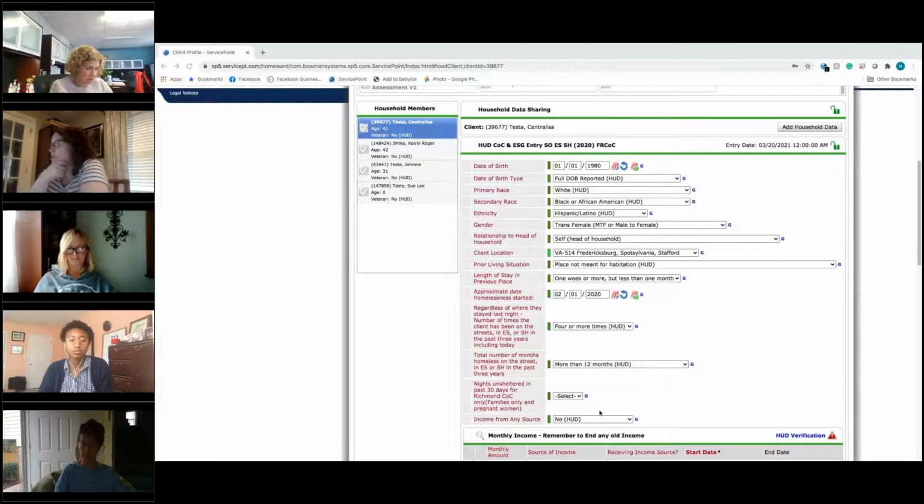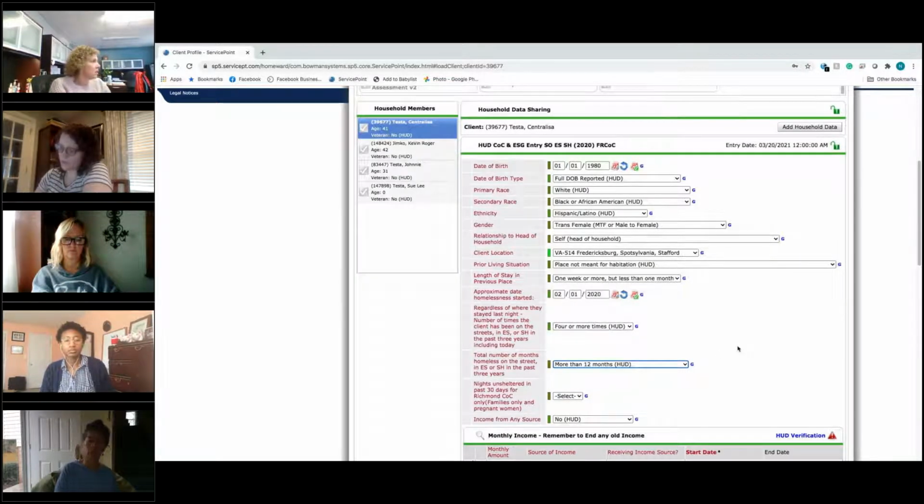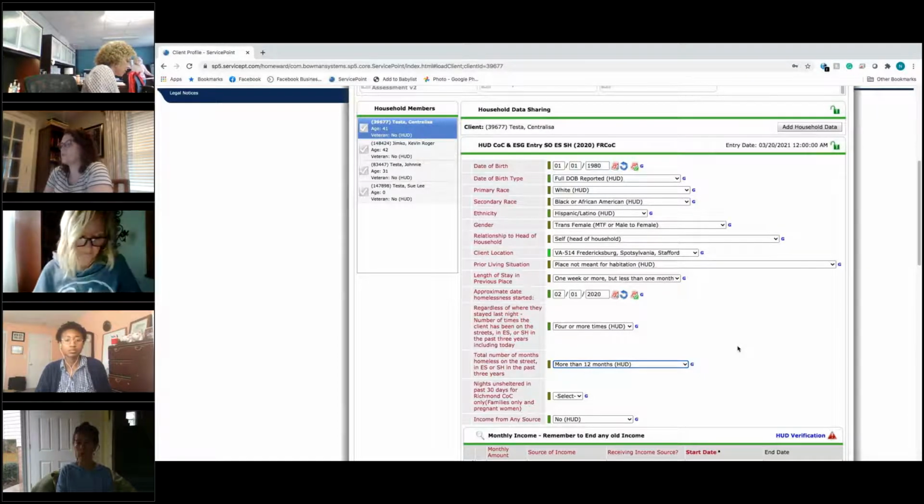The thing about months, which is tricky, is that 1 day in a month is counted as a full month. So if someone says, I've been homeless since January 15th, you would count January, February, March. They've been homeless 3 months. The options only go up to 12 or more. So if you get to 12, you can stop counting. But it's these 3 questions together that help us understand if someone is currently chronically homeless and affects their information on their final prioritization score for the community.